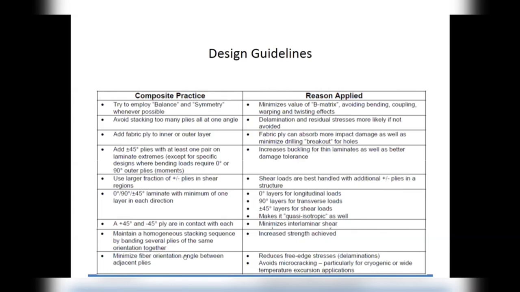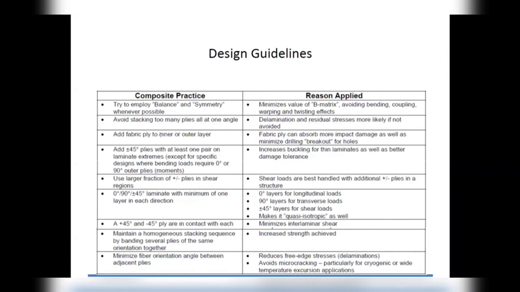You know, really quickly, almost like a summary: employ balanced and symmetric laminates. Why? It decreases the B matrix, avoids bending coupling, warping, and twisting effects. Avoid stacking too many plies all at one angle. Why? Because delamination and residual stresses are more likely if not avoided.